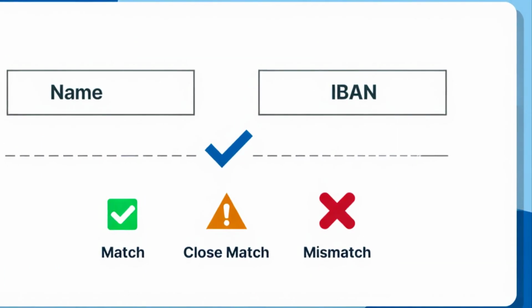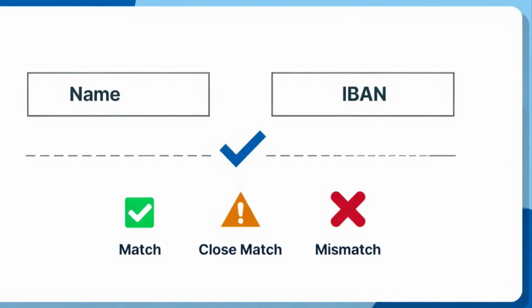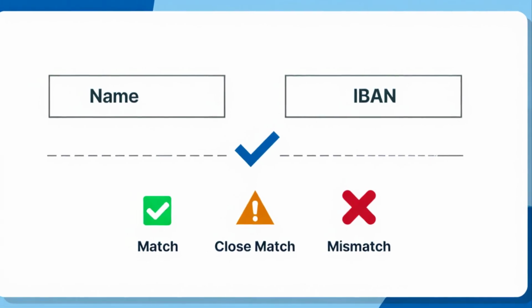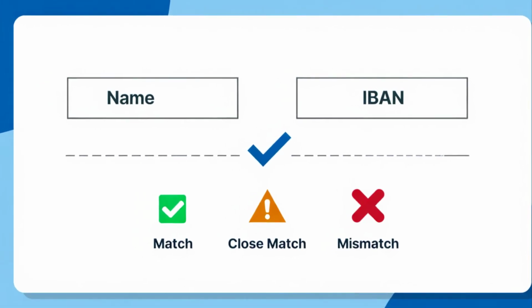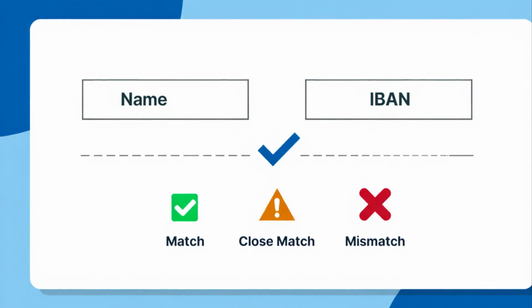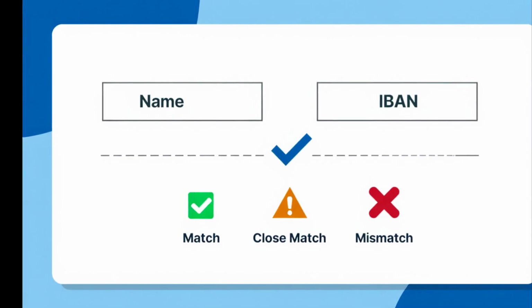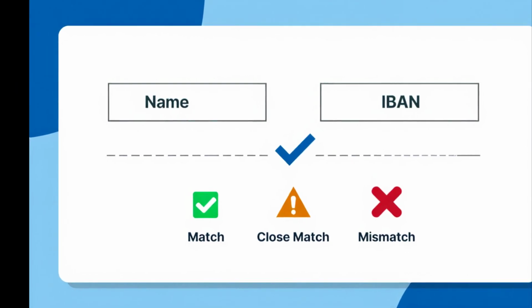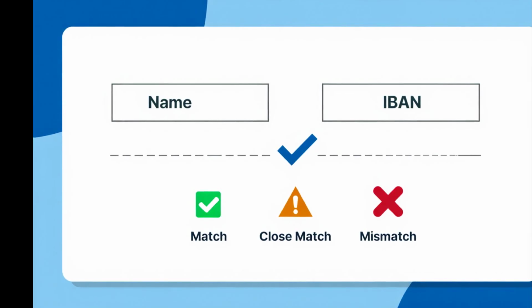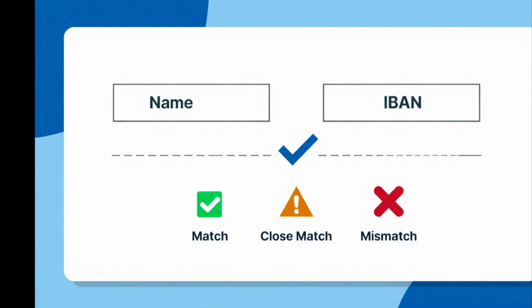Verification of payee is a prepayment name check. When you initiate a credit transfer, you enter a payee name and an account number, the IBAN. VOP checks whether the name you entered matches the name registered to that IBAN. The outcome can be a match, a close match, or a mismatch. Each outcome triggers different required responses from the PSP.